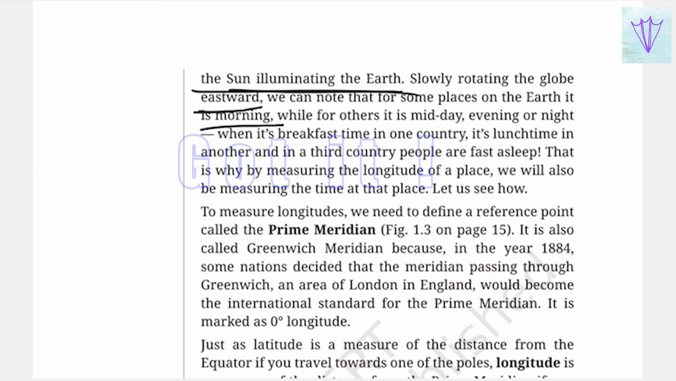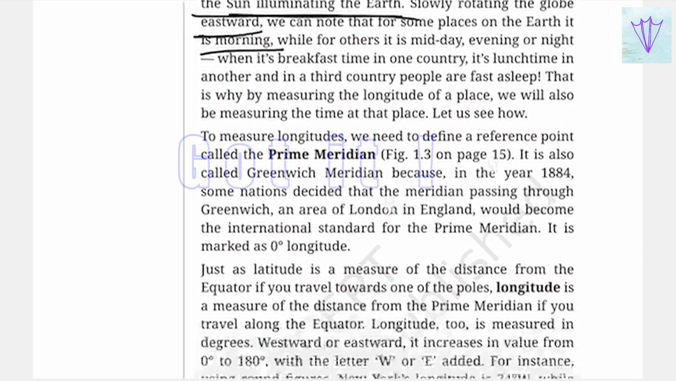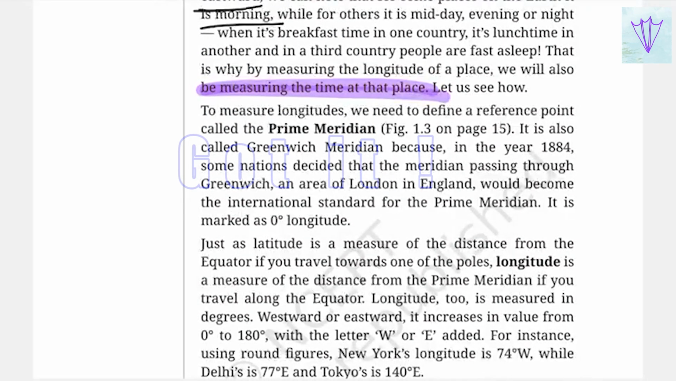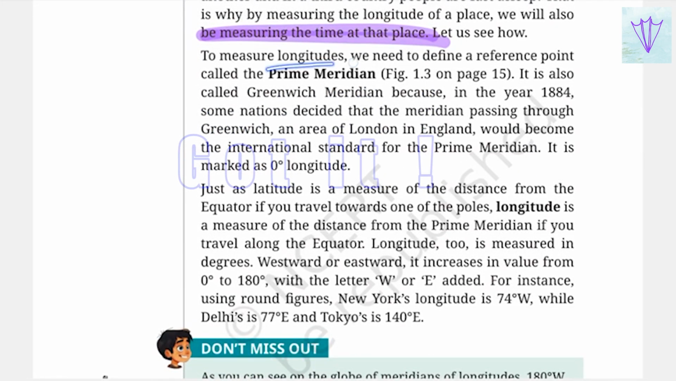So this is why measuring the longitude of a place also means measuring at what time of day the place is, or what the people do at that particular place. So to measure the longitudes, we need to define a reference point called the prime meridian. It is important to note it is called the prime meridian.